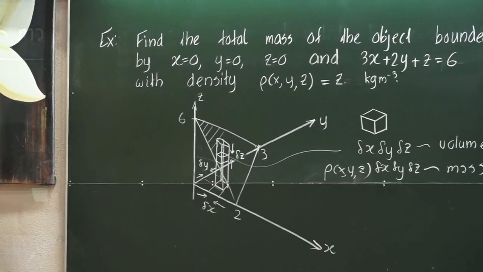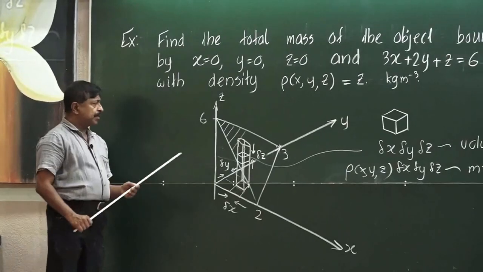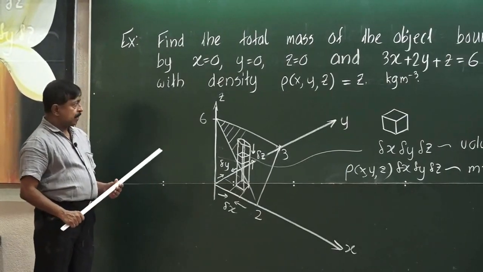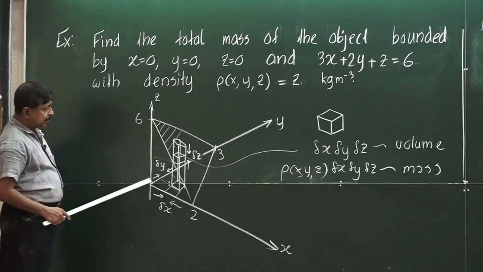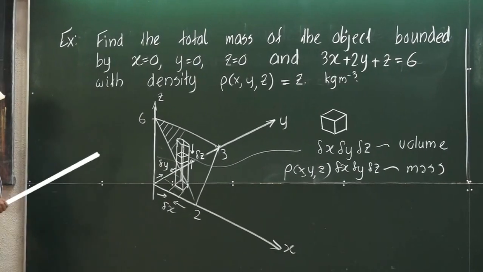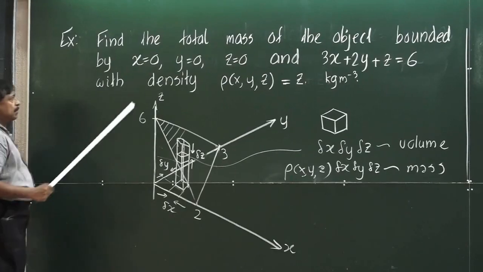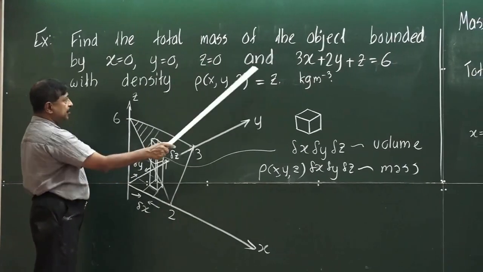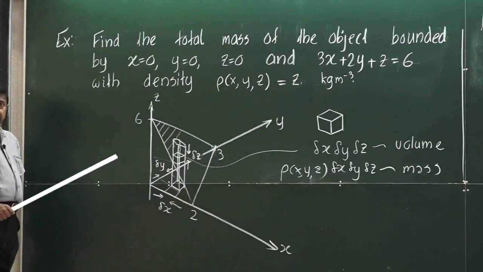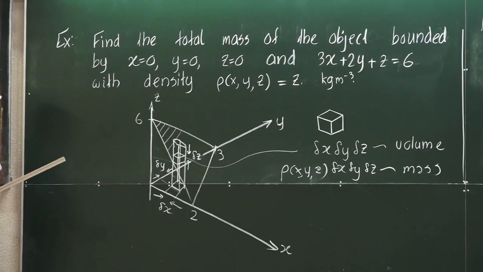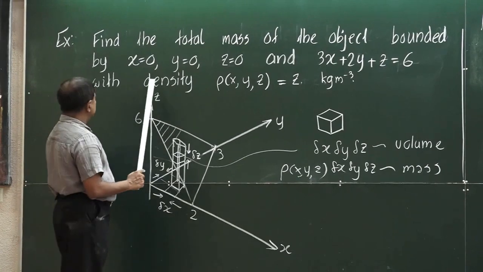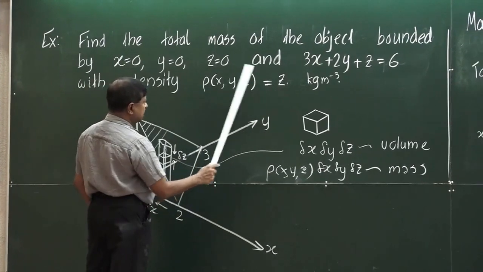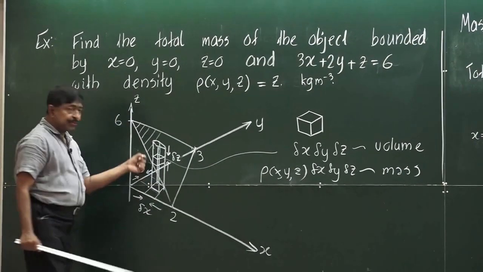As mentioned earlier, we will consider some problems with variable density. We try to find the total mass of this object. So, we need to find the total mass of this object bounded by these 4 planes. The planes are the same. Here the density is a variable. It depends on the coordinate z.